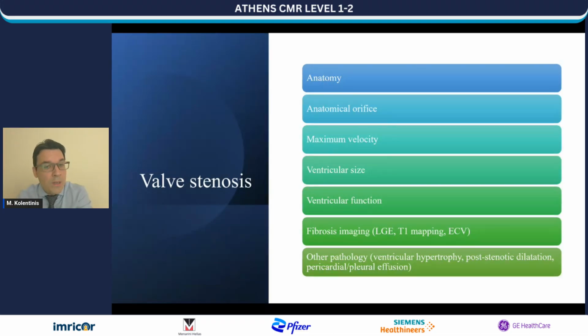It will show us ventricular size and function, which is of course the gold standard and very important to decide if we have ventricular dysfunction. Fibrosis imaging, as I showed earlier, not only with late gadolinium enhancement sequence, but also T1 mapping, native and post-contrast, and also extracellular volume, and of course, other pathologies such as ventricular hypertrophy, pericardial effusion, and so on.